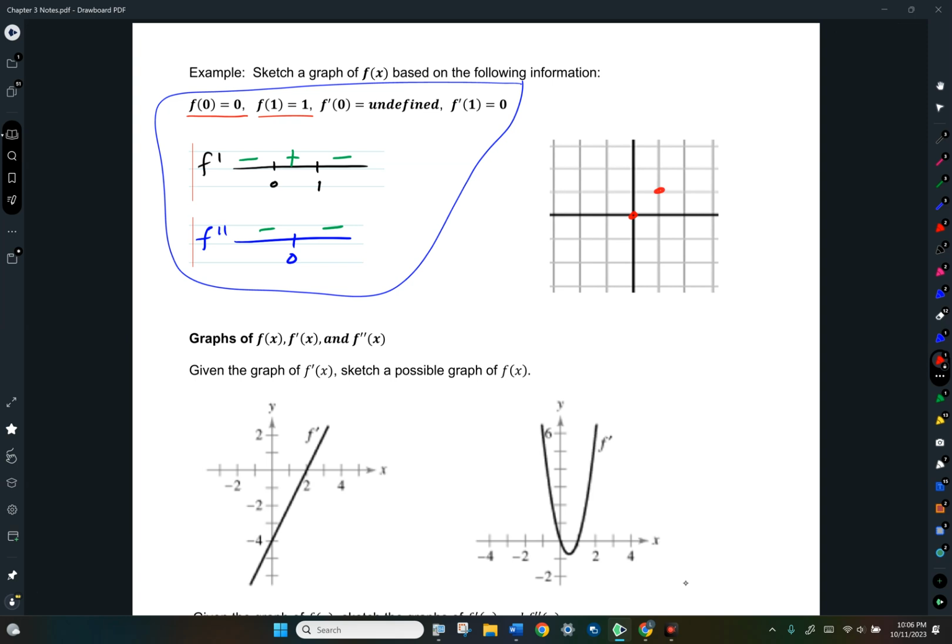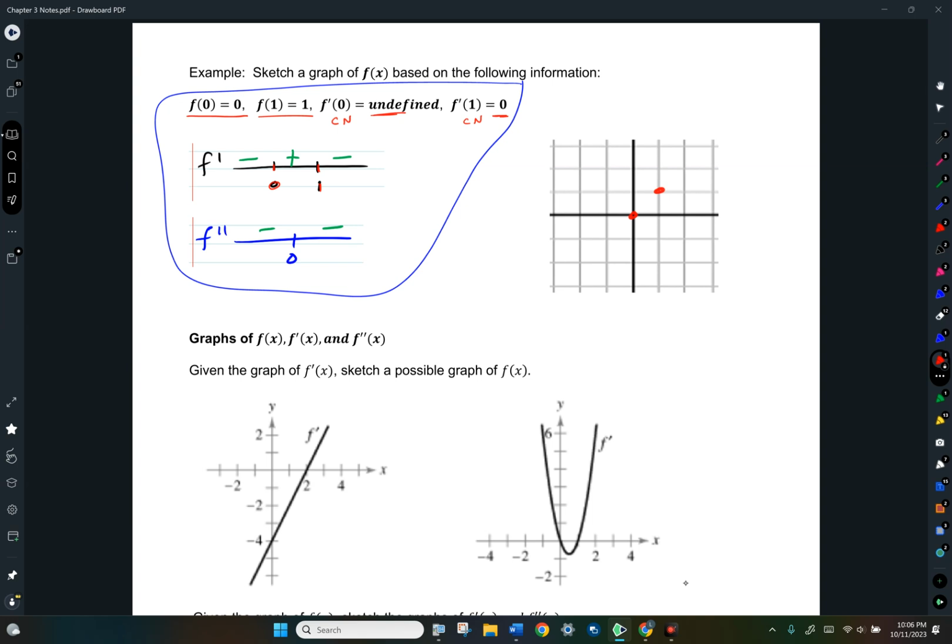Okay, and then it says the derivative at 0 is undefined. Well, if the derivative is undefined, that must mean the critical number is 0. So that's why they put a 0 right here on the first derivative number line. And then over here it says the derivative equals 0 at 1. Well, if the derivative equals 0, doesn't that mean that it's a critical number? So again, that's why they put a 1 on the first derivative number line. So they're marking these on the derivative.